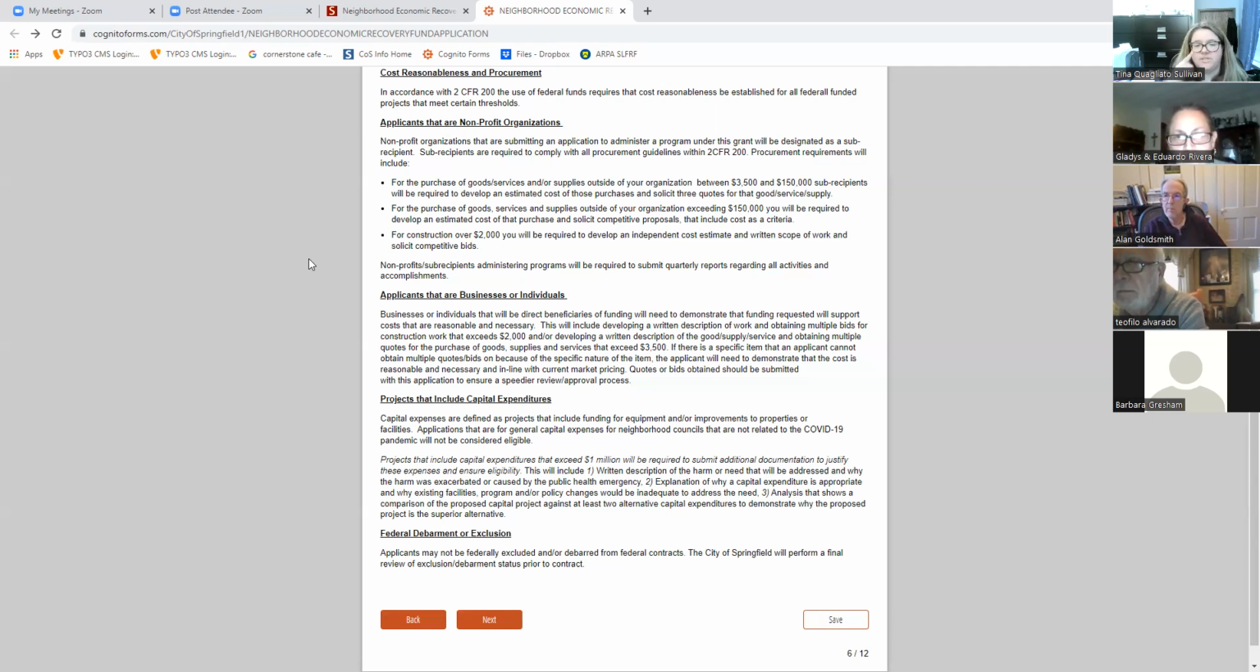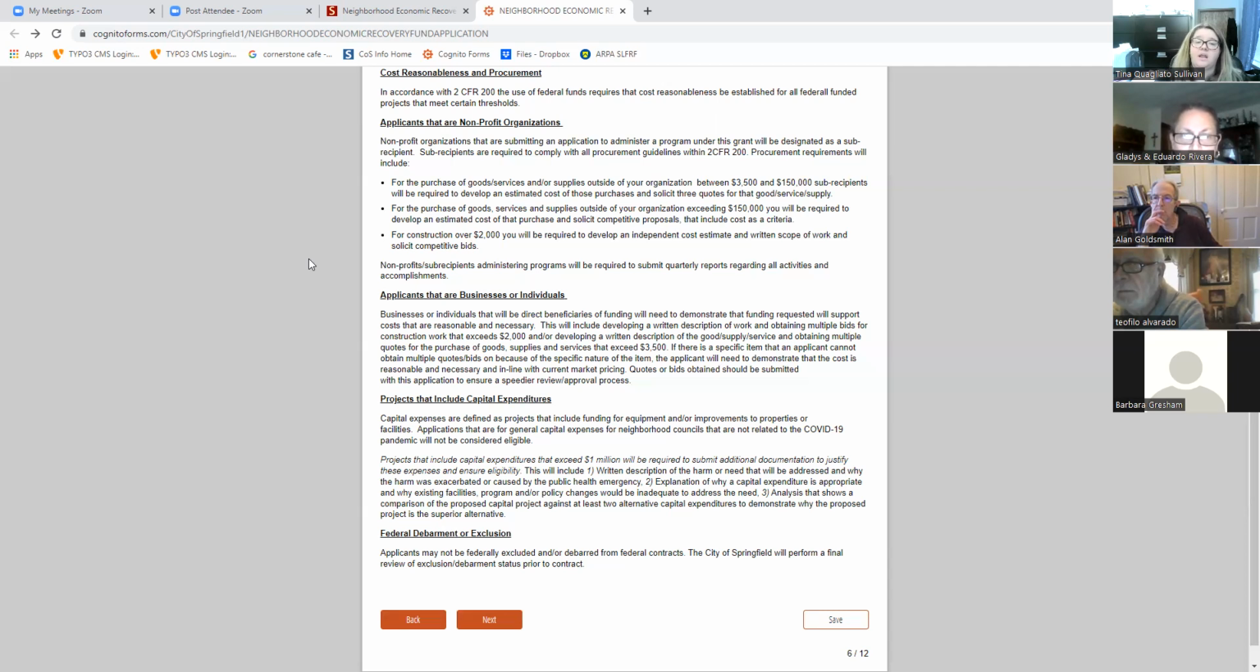If you're purchasing goods and services that exceed $150,000, and I will say this is not one that we come across very frequently, and we work with lots of nonprofits, then you're required to develop a written cost estimate and solicit competitive proposals that include cost as a criteria. We don't come across that a lot, but if we do, we would certainly talk folks through it and how to do that and give you some examples of how folks have done that in the past.